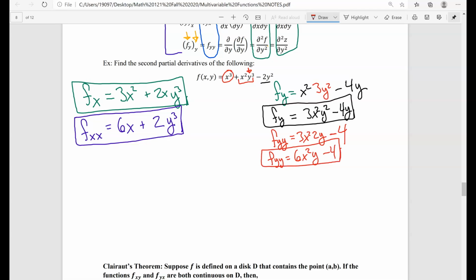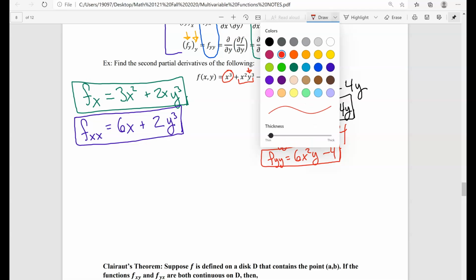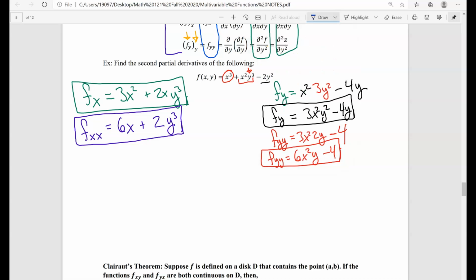Okay, now we got 2 down. Now we got to work with the other two, the mixed partials. Remember that the mixed partials are a little bit weird. So now what I'm going to do is take this green guy, the one with respect to x. And instead of taking the derivative with x, I'm going to now take it with respect to y. So I'm going to take the one that I have in green and take it with respect to y.